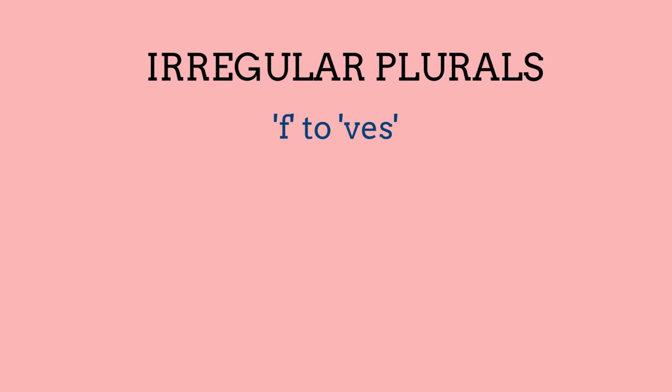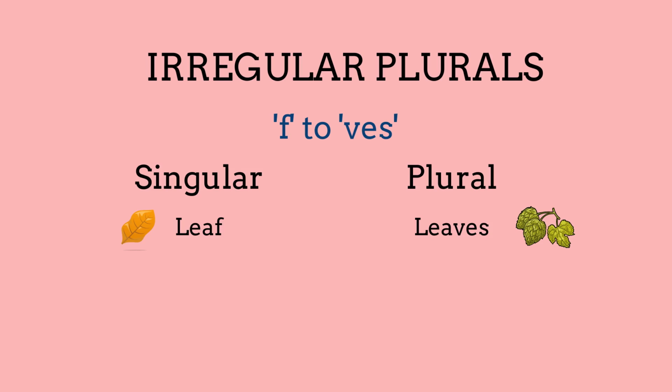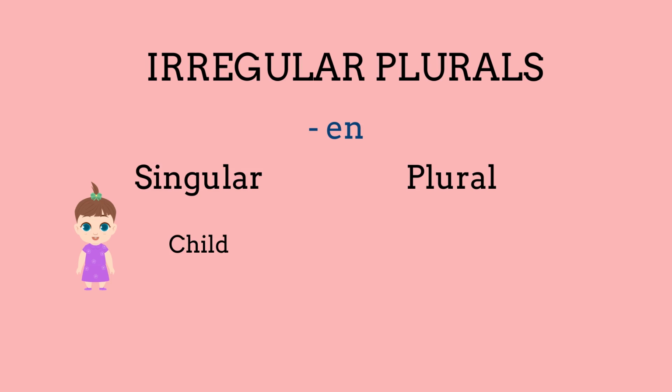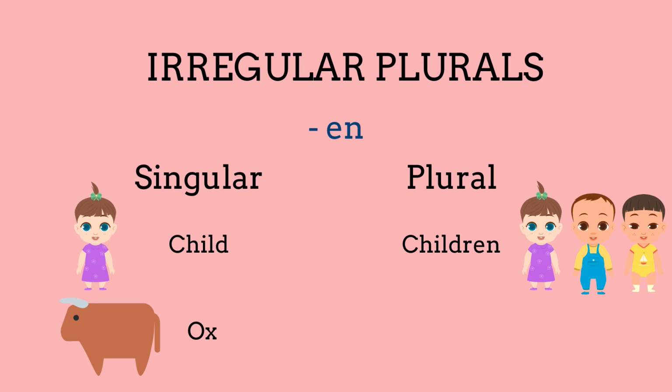First type, F to E-S. Leaf, leaves. Thief, thieves. Calf, calves. Life, lives. Second type, when we add en. Child, children. Ox, oxen.